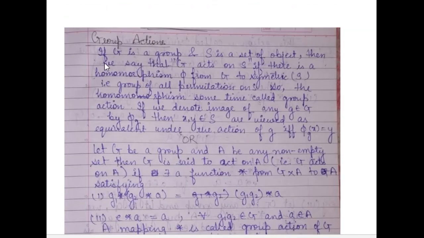One more definition of group action we can define. If G is a group and S is a set of objects, then we say G acts on S if there exists a homomorphism mapping phi from G to the symmetric group of S. You know the symmetric group is a group of all permutations on S. So the homomorphism is sometimes called group action. If we denote the image of any small g belonging to capital G by phi g, then x, y belonging to S are viewed as equivalent under the action of G, that is, phi g of x is equal to y. Then this type of thing is called G acts on S.